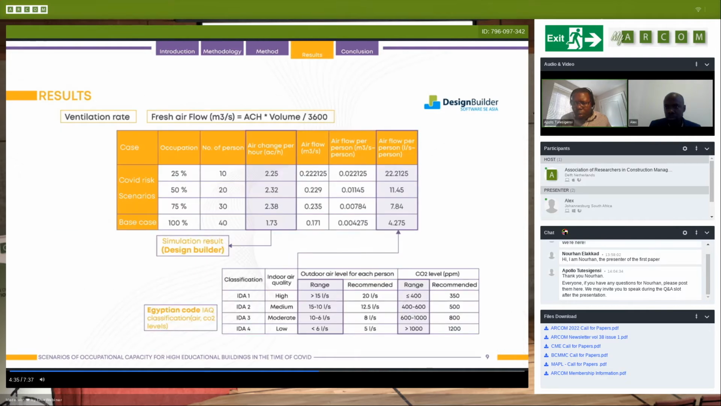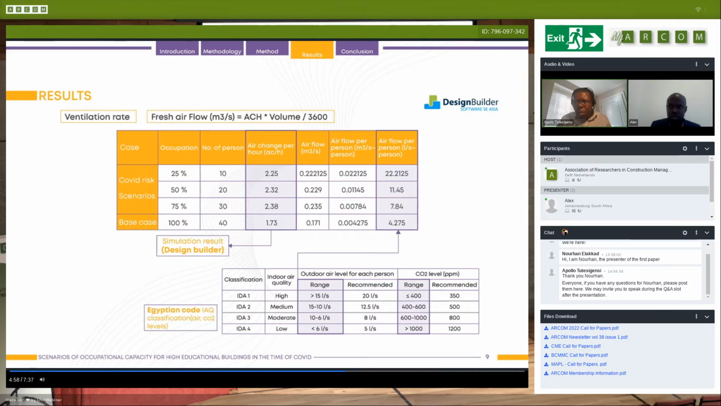This table shows the results from simulation in terms of air change per hour and the formula of airflow used to get the airflow in terms of liters per second per person, to be compared and integrated with the Egyptian code classification of indoor air quality level and CO2 concentration.